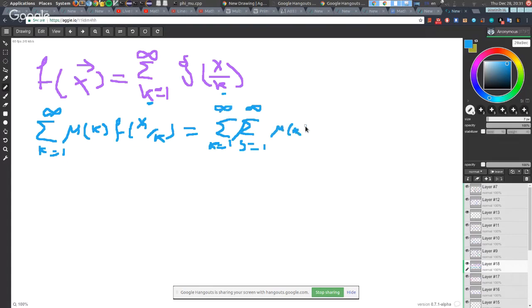So mu of k times g of x over. Here the argument is x over k, and we also have to divide it by s, because here it's f of x over k. So the argument is x over k, and here we have to divide it by this s. So we end up having this argument, which is x over ks. We can redefine this product, k times s, to be equal to d.